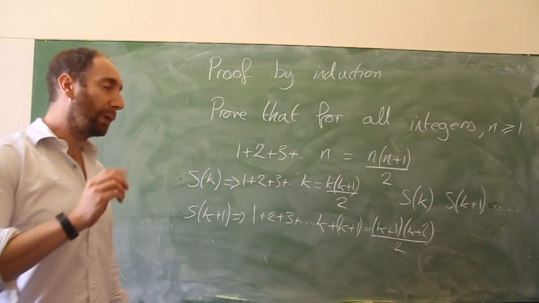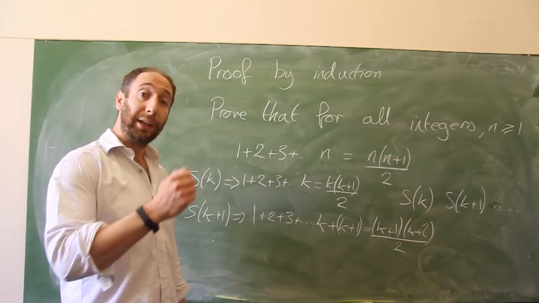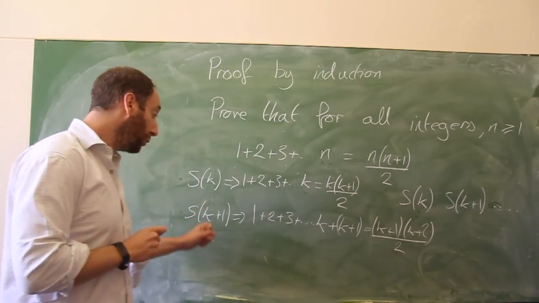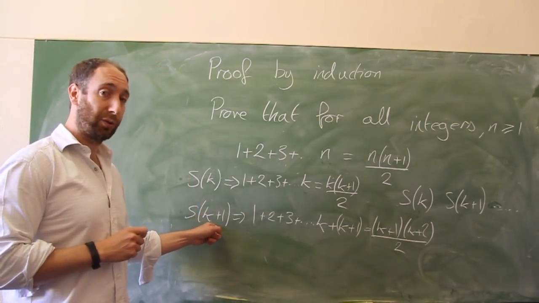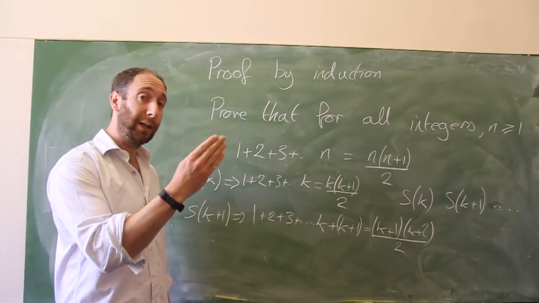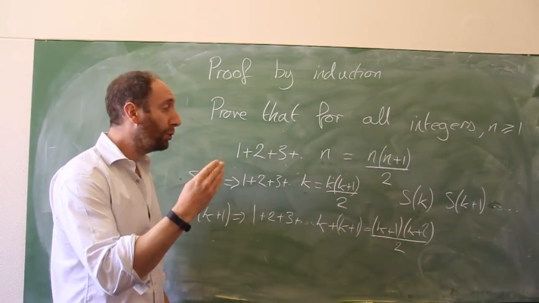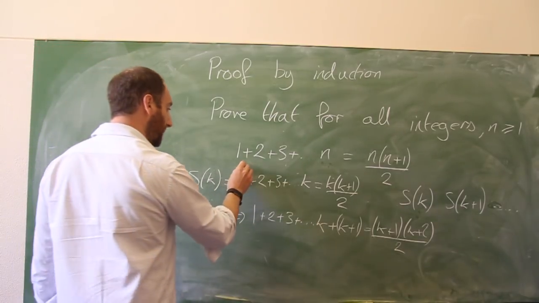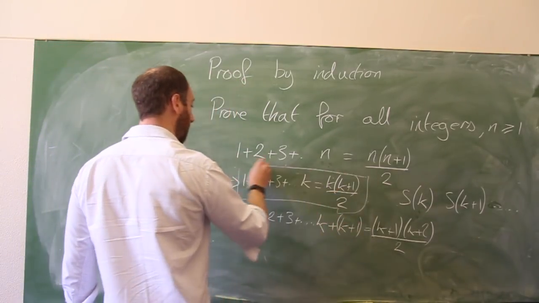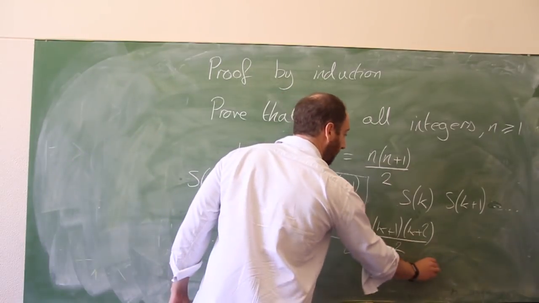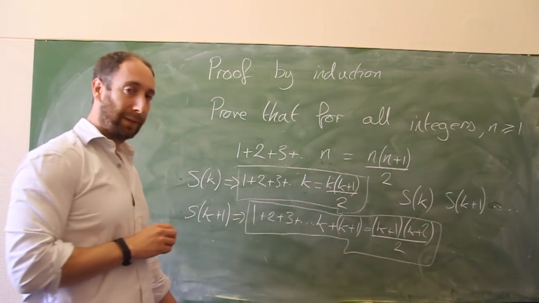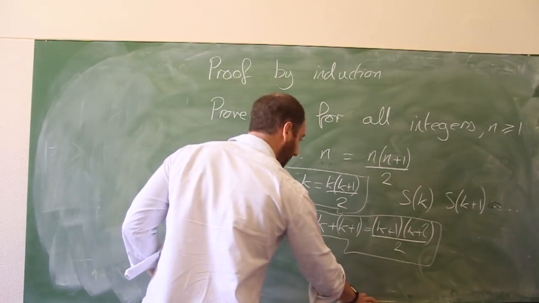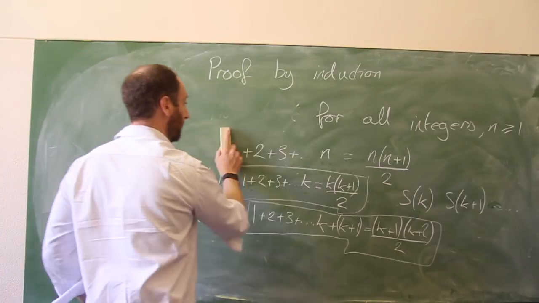Now, just as we did with the dominoes, we want to assume that statement k is true, and we want to use that to prove that statement k plus 1 is true. In the same way that we assume the domino k falls, and we use that then to prove the domino k plus 1 falls. So how can we use this to prove this? What we're going to do is to assume that this is true.